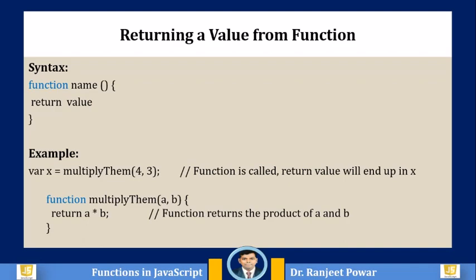In the example, the function multiply is declared to multiply two numbers. In the code of the function, there is a return statement which returns the multiplication result of two argument values. And while calling the function, it is called as x equals multiply in brackets, the parameter values are 4, 3. Thus, the function returns the multiplication result to the x variable, that is 12.